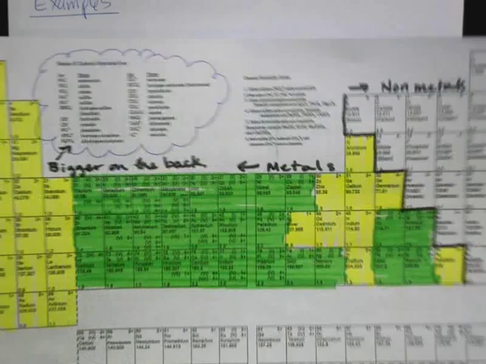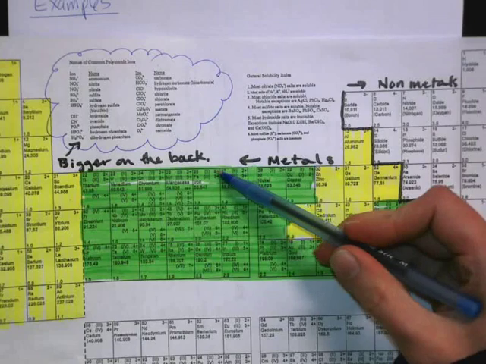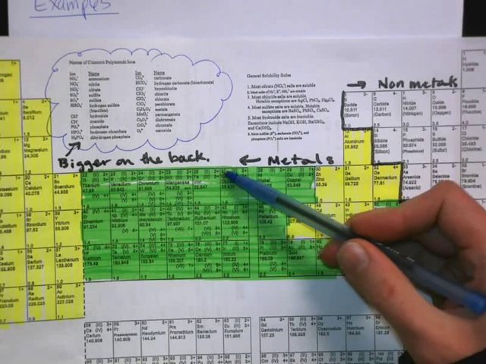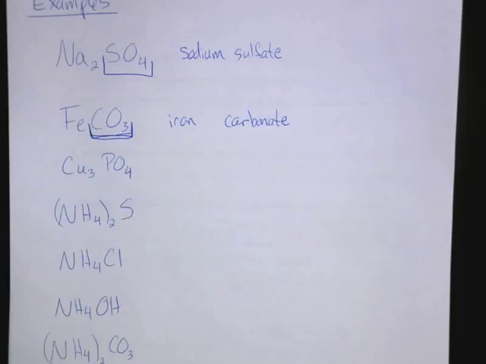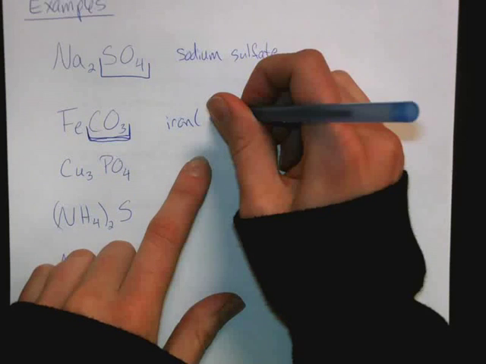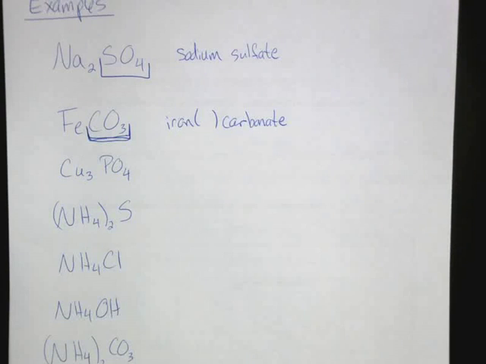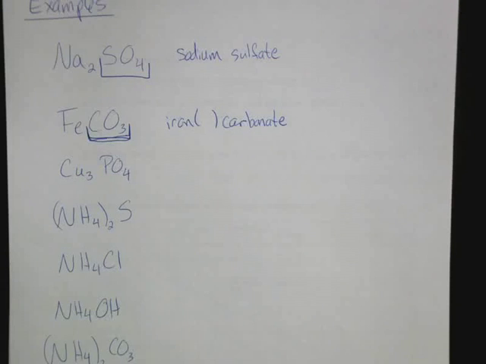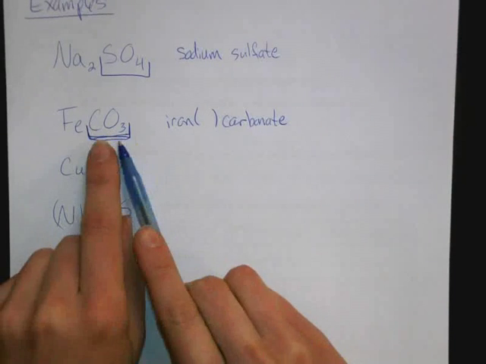That's because iron is one of the elements that can have a variable charge. It can either be a 2+ or a 3+. So because of that, I need to have a Roman numeral that tells me the charge of iron, and I'm going to put it in parentheses. To figure out what that charge is, I have to look at what it's bonded to.